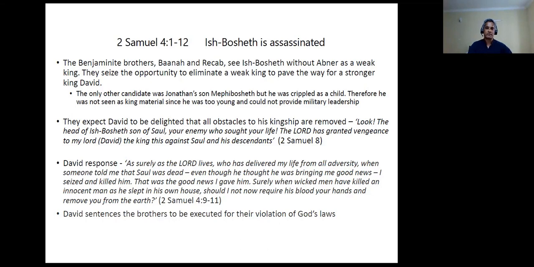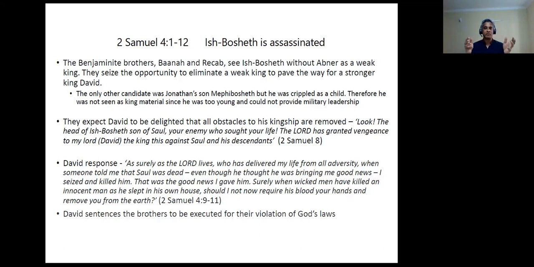So these two brothers expect, when they kill Ishbosheth and cut off his head and take it to David as a trophy, that David is going to be delighted that all obstacles to his kingship are removed. So they proclaim to David in verse 8, look, the head of Ishbosheth, the son of Saul, your enemy who sought your life. The Lord has granted vengeance to my lord the king against Saul and his descendants. So they cloak their act under the guise of enacting the Lord's will for Saul and for David.